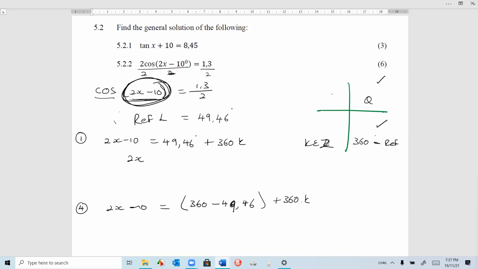Now we're not going to waste time. We're going to take the minus 10 to that side. It's going to become plus 10. So that changes to 59.46 plus 360k. Calculators out. We're going to divide right through by 2 to find x. Can someone take 59.46 and divide by 2 for me?